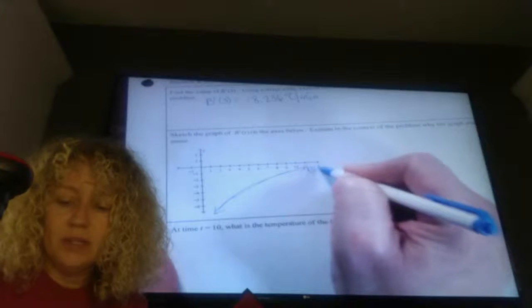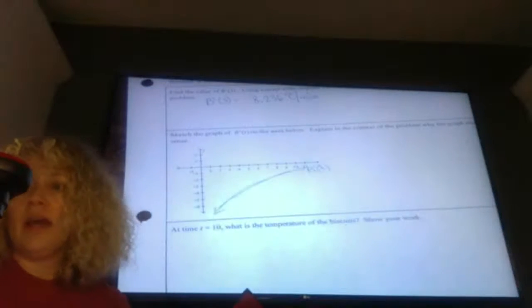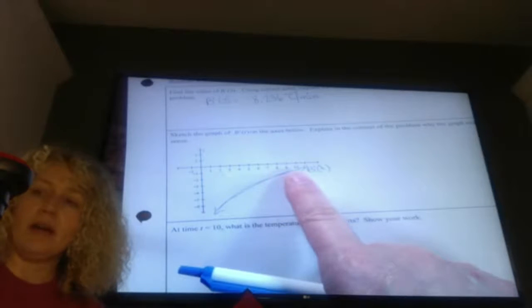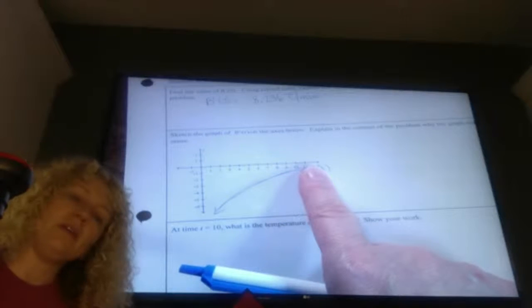It looks something like this. That's b prime of t. Okay. And it says explain the context of the problem, why this graph makes sense. So think about it. Why does it make sense since this graph is approaching 0?